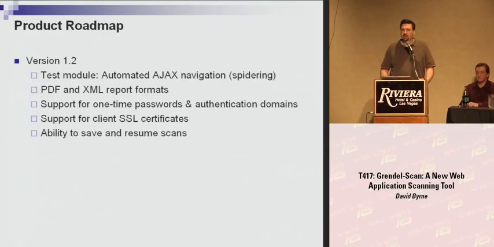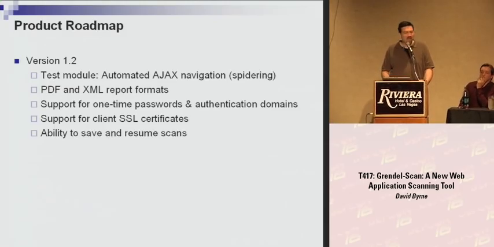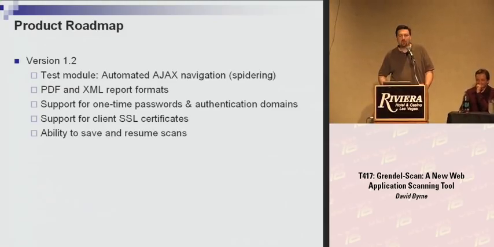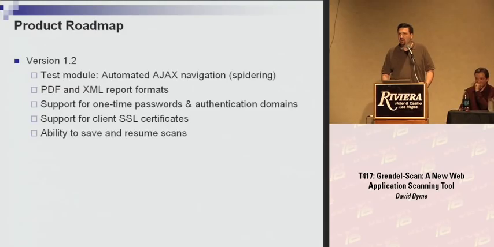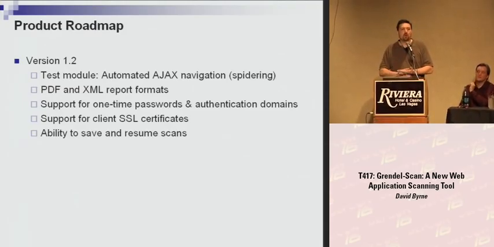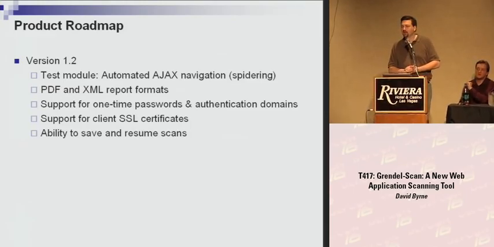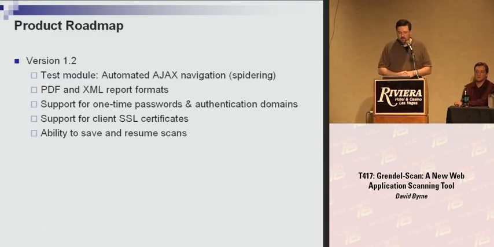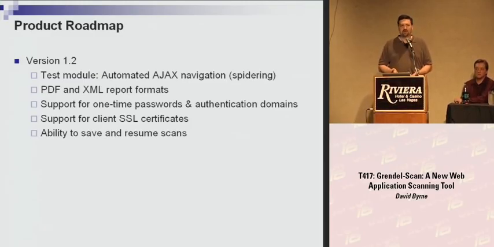1.2 will be out late spring, early summer of next year. Automated AJAX navigation will be one of the test modules for spidering. Right now, Grendel can't automatically crawl a site that uses AJAX or JSON or something like that, just because the interface that's presented is significantly different than traditional HTML. You can still test those sites just fine by using the internal browser, and Grendel will just start testing queries as they're sent. The foundation for AJAX navigation is already there.